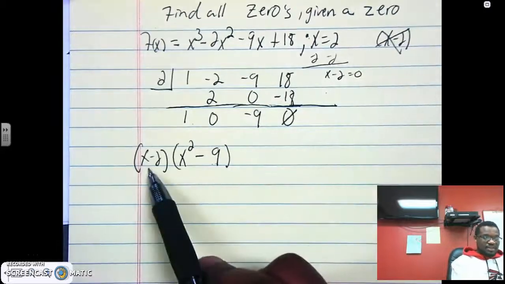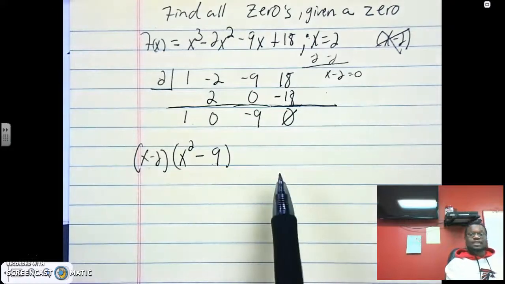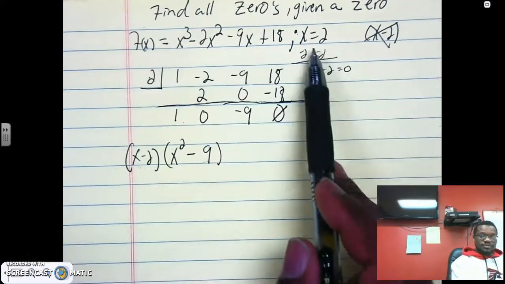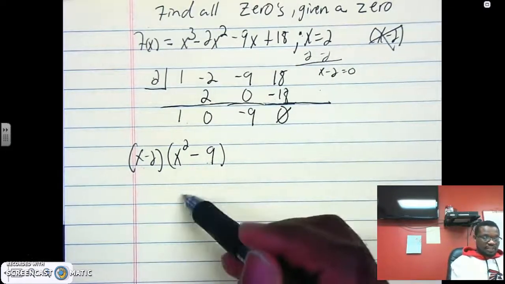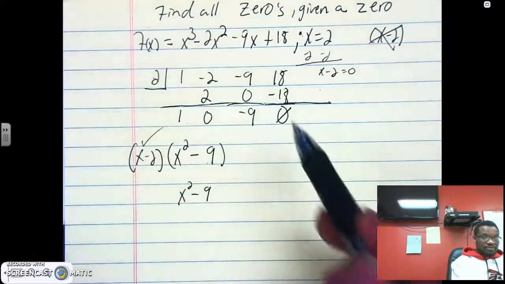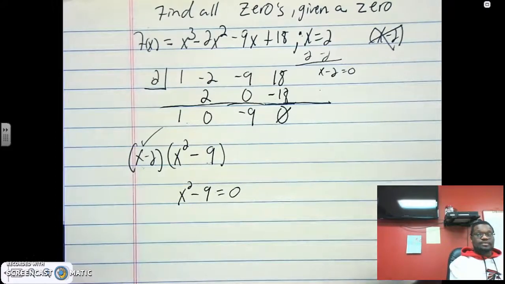And so that's what I put here. The factors of this is this so far. But remember, I'm trying to find all the zeros. And I already know that x equals 2 is a 0. So what am I going to do? I'm going to take x squared minus 9, this other factor, because I already know what that one equals, okay? I'm going to take this other factor, set it equal to 0, and I'm going to solve.